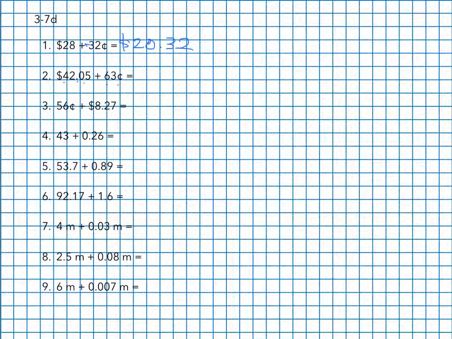$42.05 plus 63 cents. We're going to convert this to dollars, so it's going to be 0.63. Just so you see how I line up my decimals, 0.63, add them together, I'm going to get 42.68. The one thing I want to point out is that when I added, I went this way, but that's also because I have an answer key, so I know I wasn't going to have to carry at all. So that, again, was $42.68. Okay, right here we've got 56 cents plus $8.27.